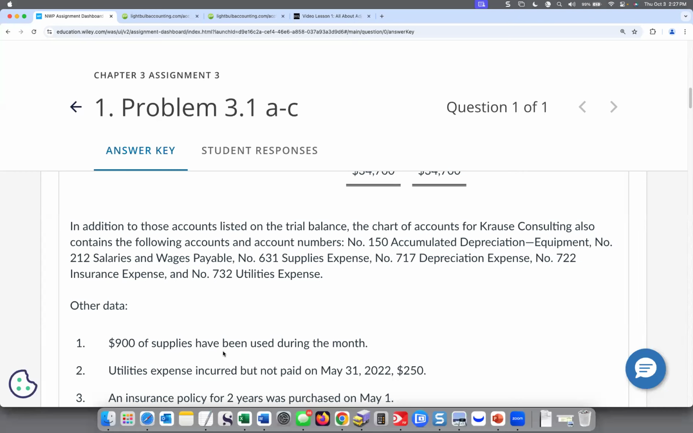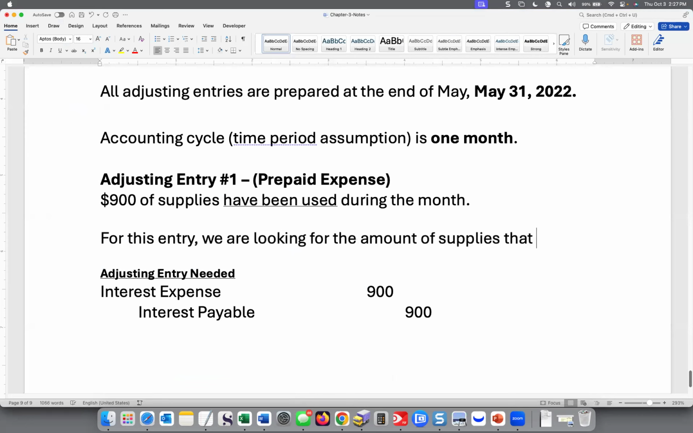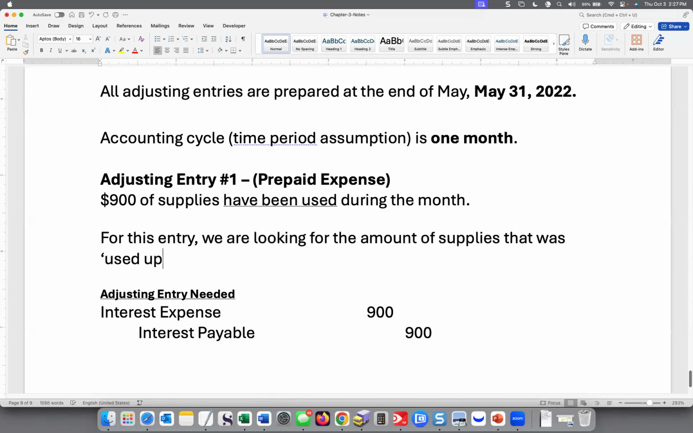So this gave us that. All right. So that caught some of you where you thought, oh, $1,000. Now hopefully you know that's why that number is not applicable. So I'm going to put a little extra blurb in here. This entry, we are looking for the amount of supplies that was used up. All right. And again, I underlined used because I just want to reinforce that's the number you need. That's your target. All right.